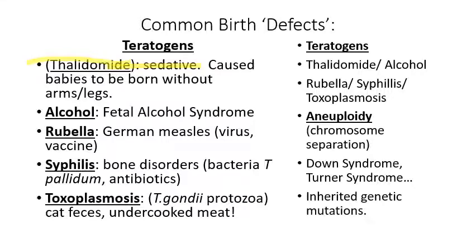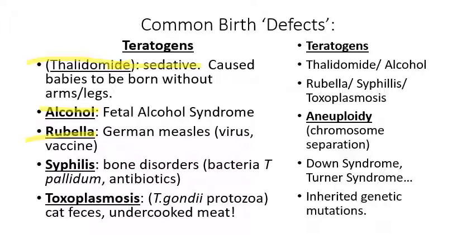Alcohol is another chemical that's a teratogen. It causes something called fetal alcohol syndrome. Rubella is the virus that causes German measles. There is a vaccine against it, and most people in the Western world get vaccinated against rubella in the first year of life. Typically children in the Western world get what's called the MMR vaccine, which stands for measles, mumps, rubella, and then it's often also called the MMRV vaccine, which stands for measles, mumps, rubella, varicella zoster. So those are 4 viruses that can cause problems.